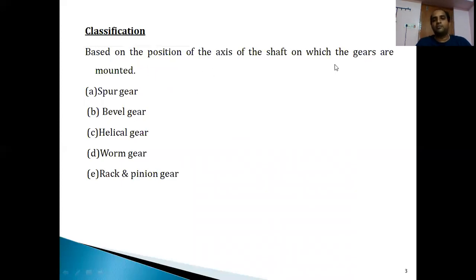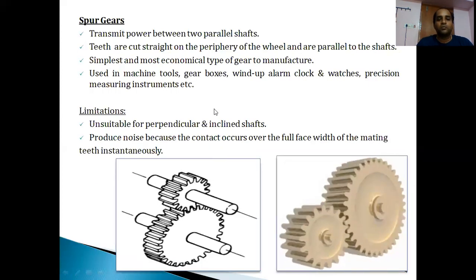So for your syllabus, depending upon the position of the axis of the shaft, we are classifying the gears into 5 types. The first one is the spur gear, the second one is the bevel gear, the third one is the helical gear, the fourth one is the worm gear, and the fifth one is the rack and pinion gear. Moving on to the first one, spur gear.